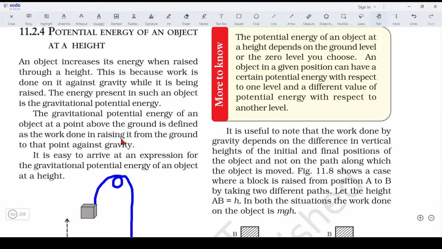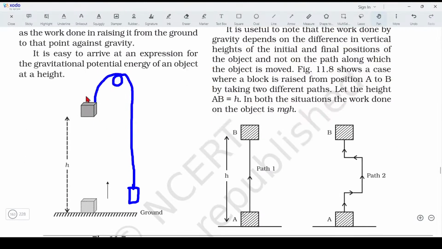So now, when this object is at a certain height, it has some energy. But the question is, who gave that energy? How did it get the energy in the first place? Whoever has lifted the object from the ground to that place, that fellow would have given the energy, right?